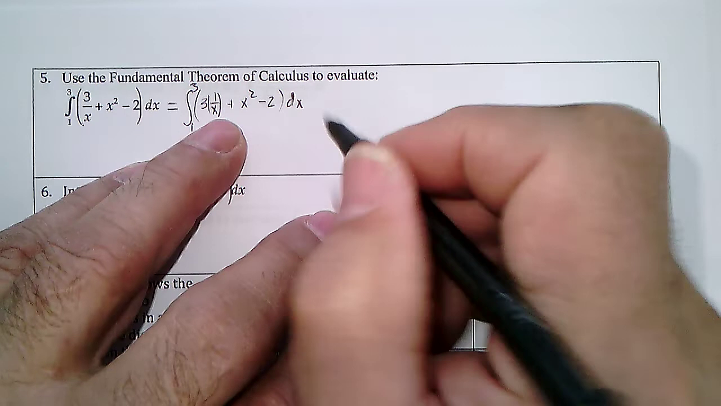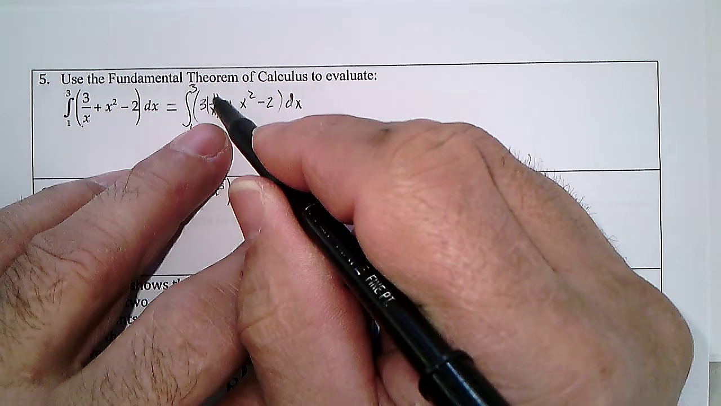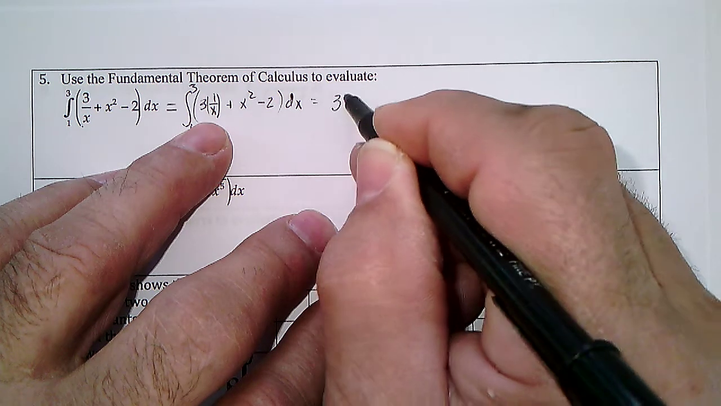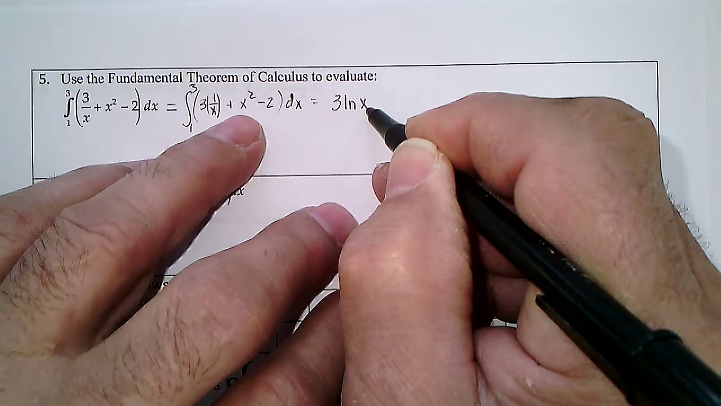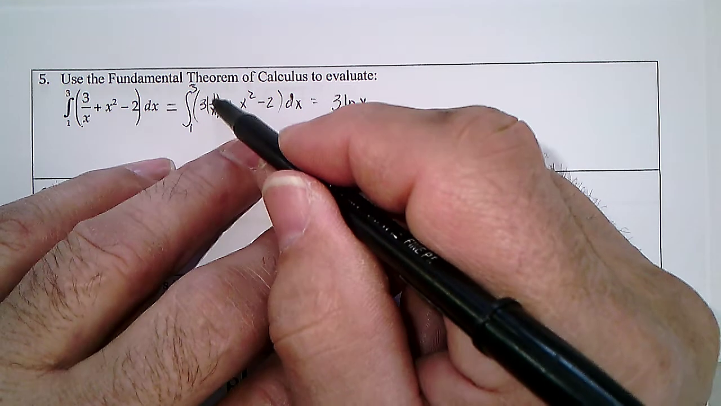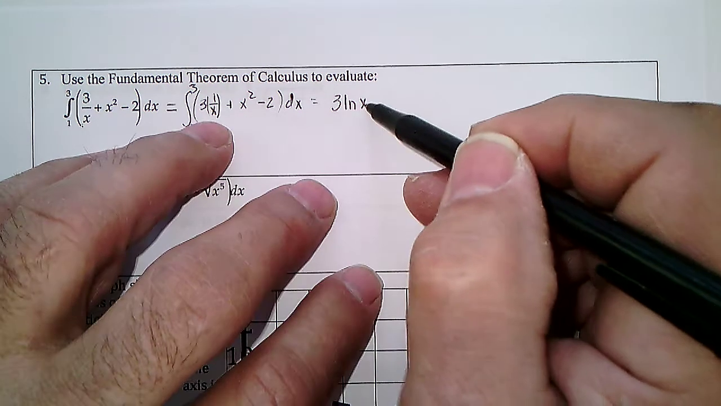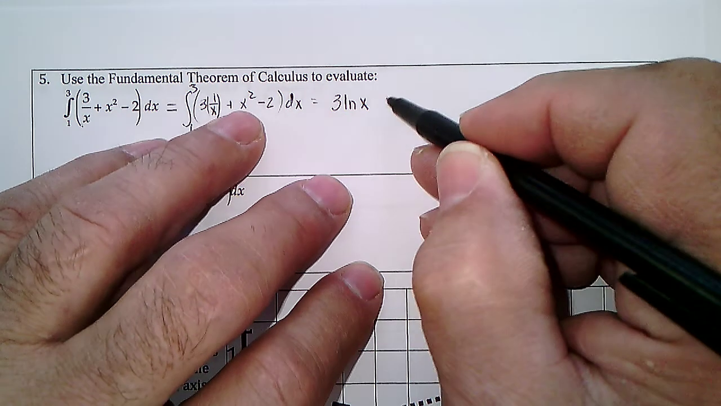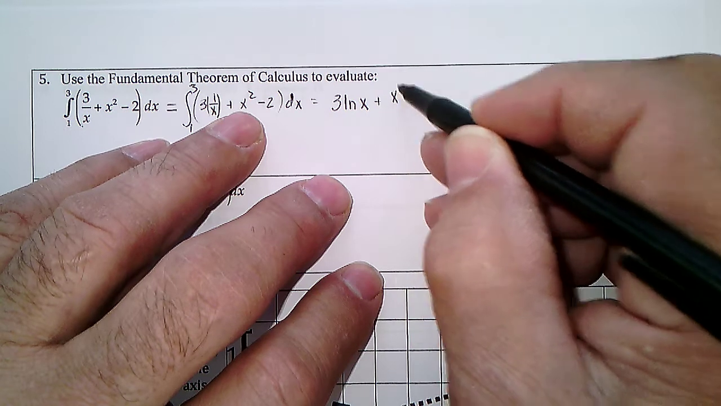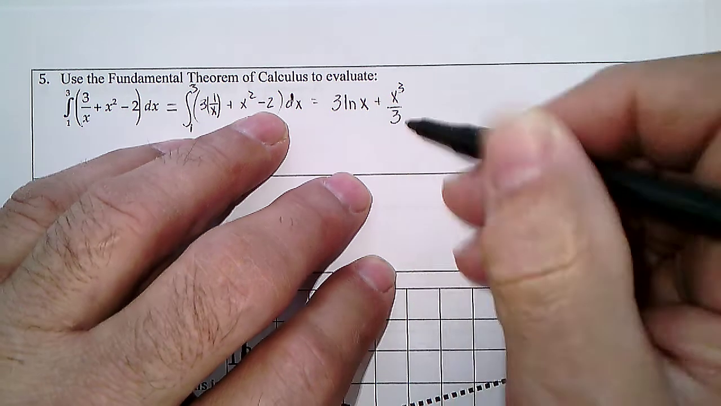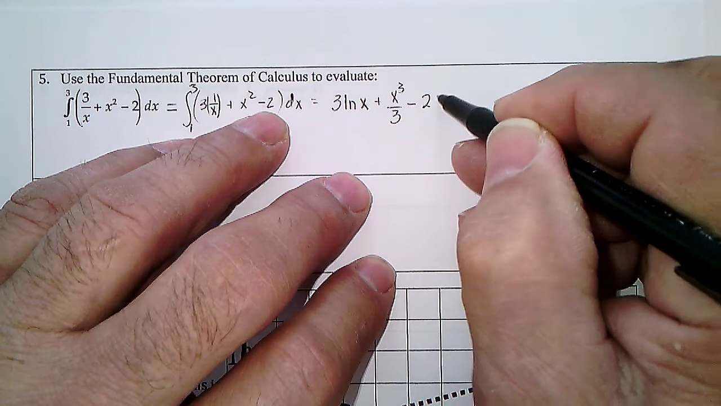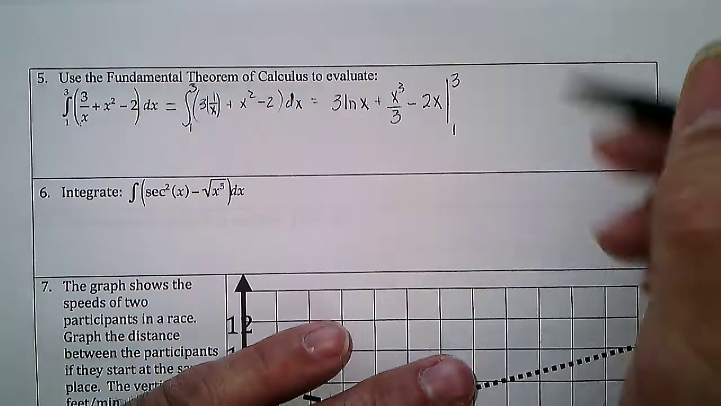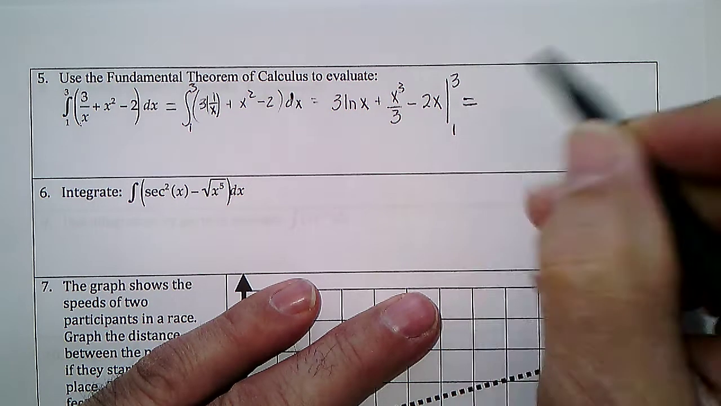dx. So the integral of 1 over x, even though it's times 3, is just 3 ln x, and 1 over x, or x to the -1, that's always ln. But anything else, if it's not -1, then it's not ln. Integral of x squared is x to the 3rd over 3, and then minus 2x. Evaluated from 1 to 3.